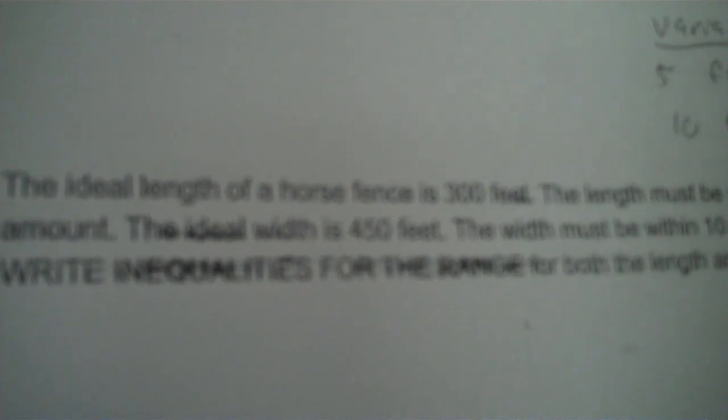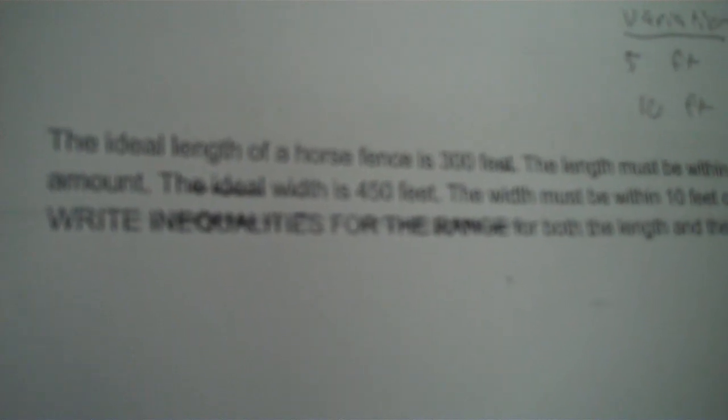Okay, next one. The ideal length of a horse fence is 300 feet. The length must be within 5 feet of the ideal amount. The ideal width is 450 feet. The width must be within 10 feet of the ideal amount. Write inequalities for the range for both the length and the width. Okay. So we have a length to find a range for and a width to find a range for.